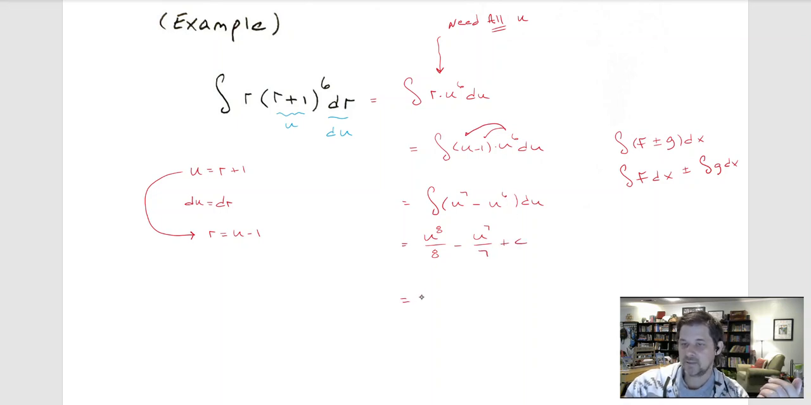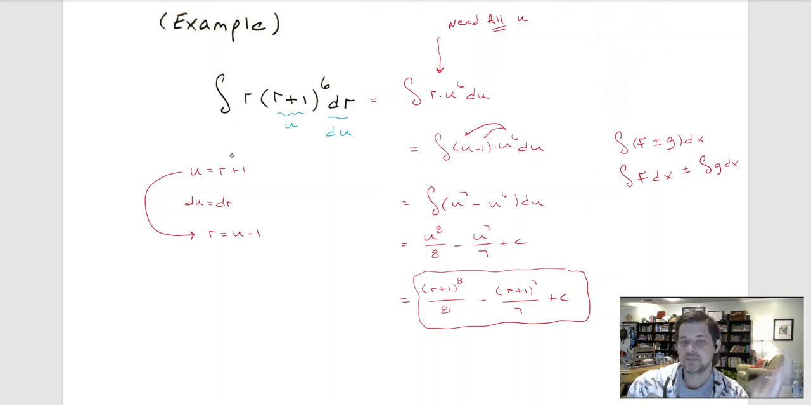And my final answer is going to be, well, u is the same thing as r plus 1, so I'll get (r plus 1) to the 8th power over 8 minus (r plus 1) to the 7th power over 7 plus c. Okay, and then that will be it. That one was a little different than the others, but still, we start with our basic choice of substitution, and then if we have to modify those equations somehow to make everything fit, then we do that, and from there we can get it to work.